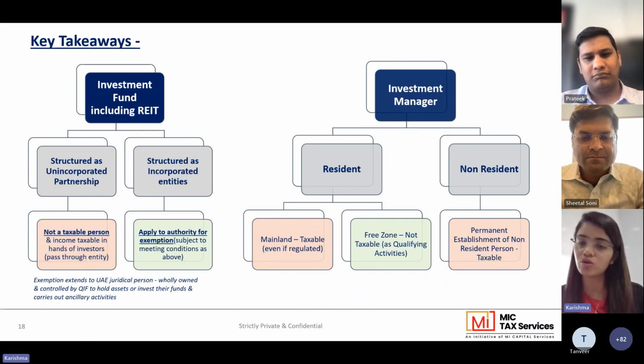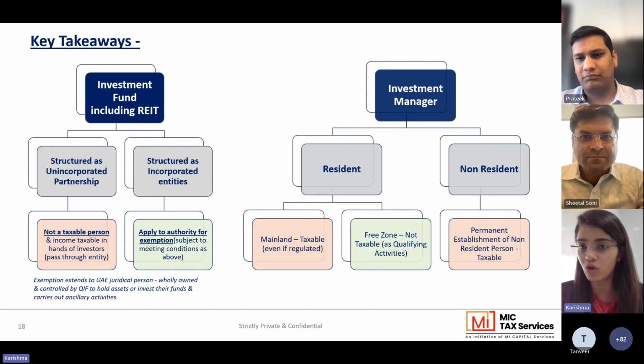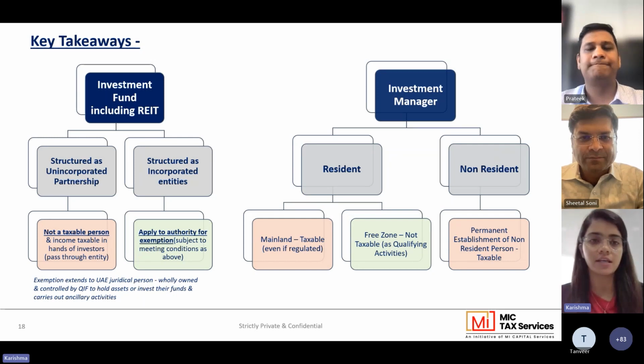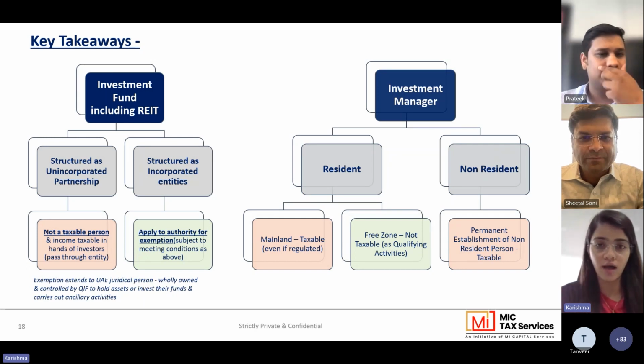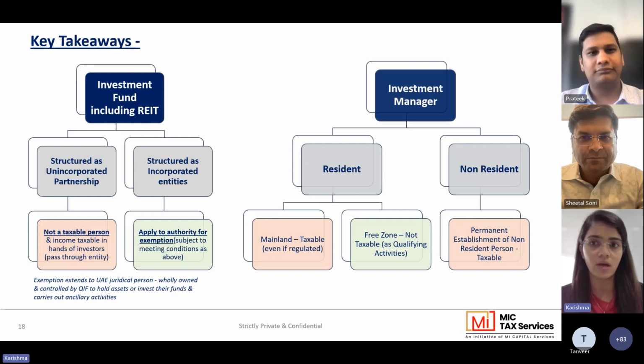Resident located in a free zone is not taxable, and it will be considered as a qualifying activity. And if you are non-resident but have a permanent establishment of the non-resident person in the country, then you would be taxable under the corporate tax regime. So overall, this is the explanation given in the law as well as Cabinet Decision 81, which gives the conditions for the investment fund and investment manager taxability under this regime.